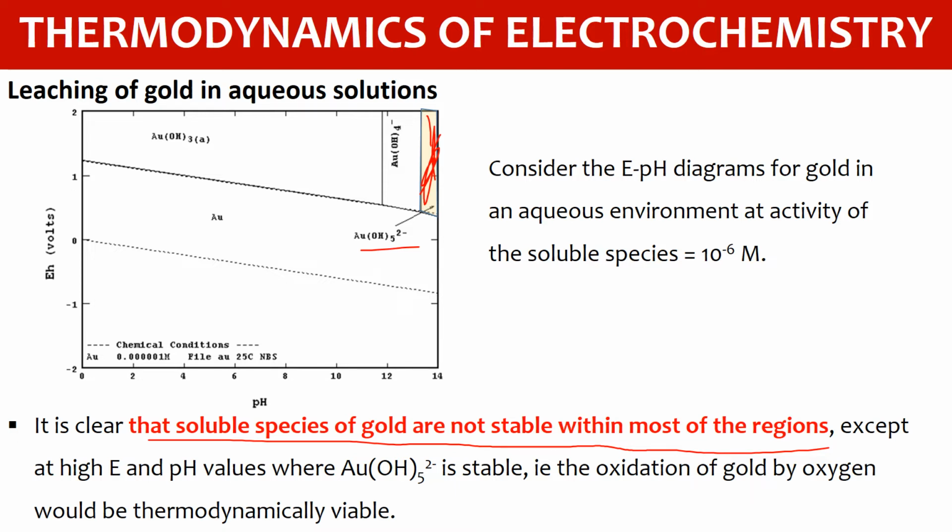So what does this mean? It means that the oxidation of gold by oxygen is thermodynamically viable only in this small range where you've got your high potential and your high pH values. In practice, this would be a very good thing if it was possible, such that water is able to dissolve your gold. However, in practice, it's not as simple as that.